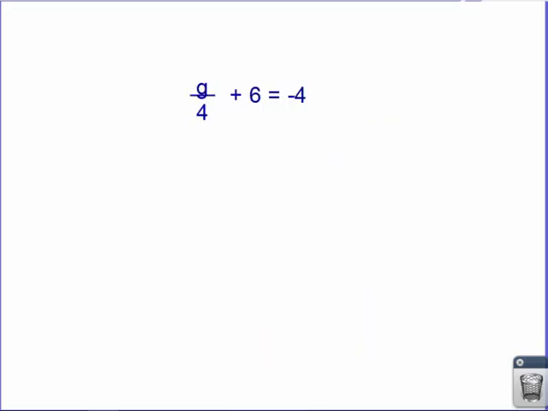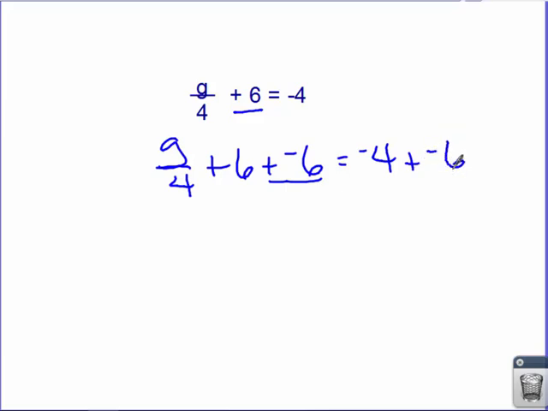Okay, so what if you had a division problem in here? Do we do that the same exact way? Yes. Again, the first thing we get rid of is the plus 6. So we got g over 4 plus 6 plus the negative 6, because that's my opposite, equals negative 4 plus the negative 6. Make sure that's on both sides. So my 6's on the left go away, and I'm left with g over 4 equals, and the negative 4 plus negative 6, our signs are alike, so we add them to get negative 10.